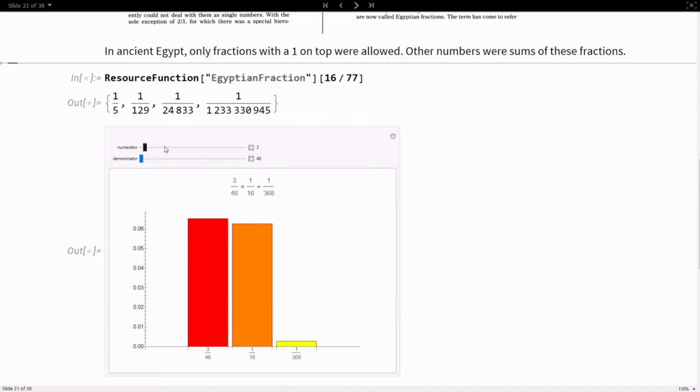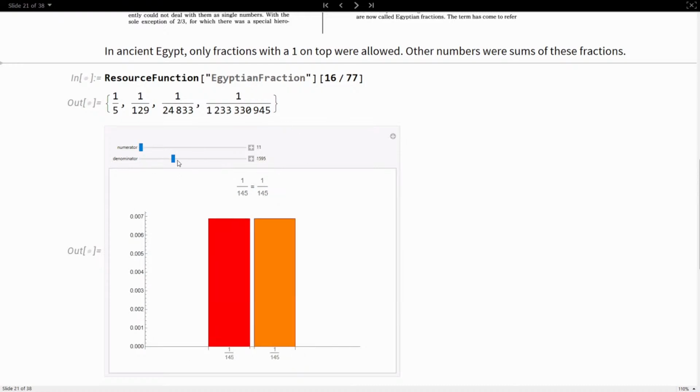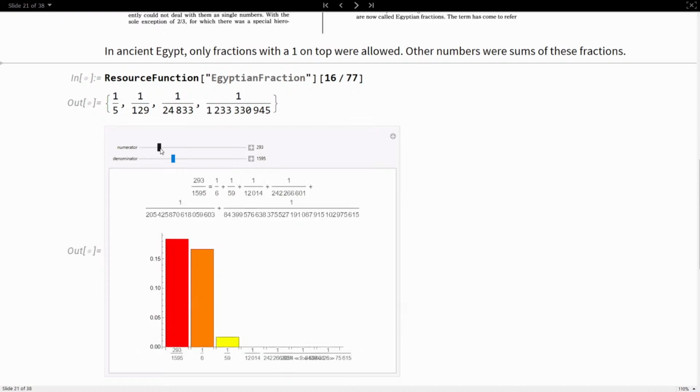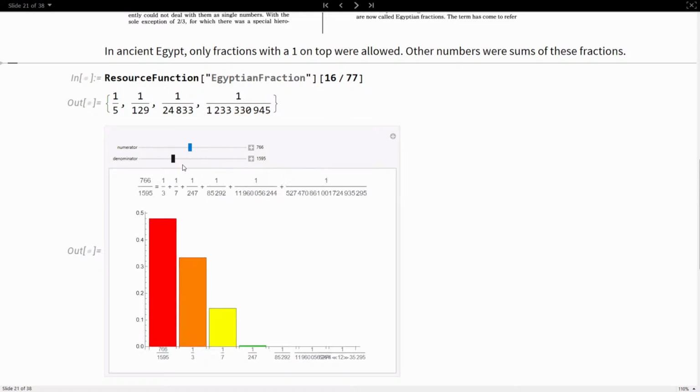And it turns out there's many weird properties of Egyptian fractions. They can get strange very quickly. For example, here's how to do 293 over 1595. You need all of these if you do it the greedy method. The greedy method is to take the largest possible fraction to start with, and then the next largest fraction you can find, and then to keep doing that until the number runs out.